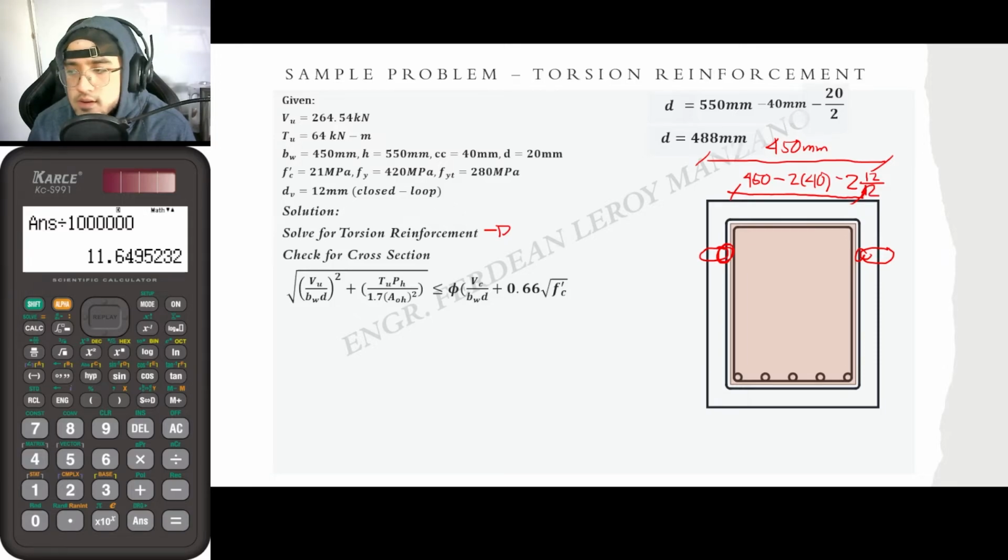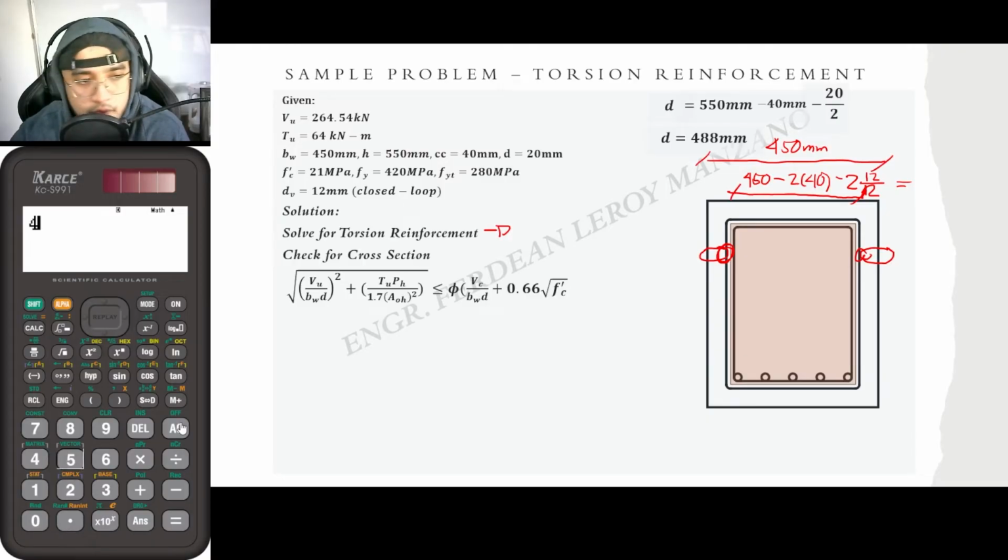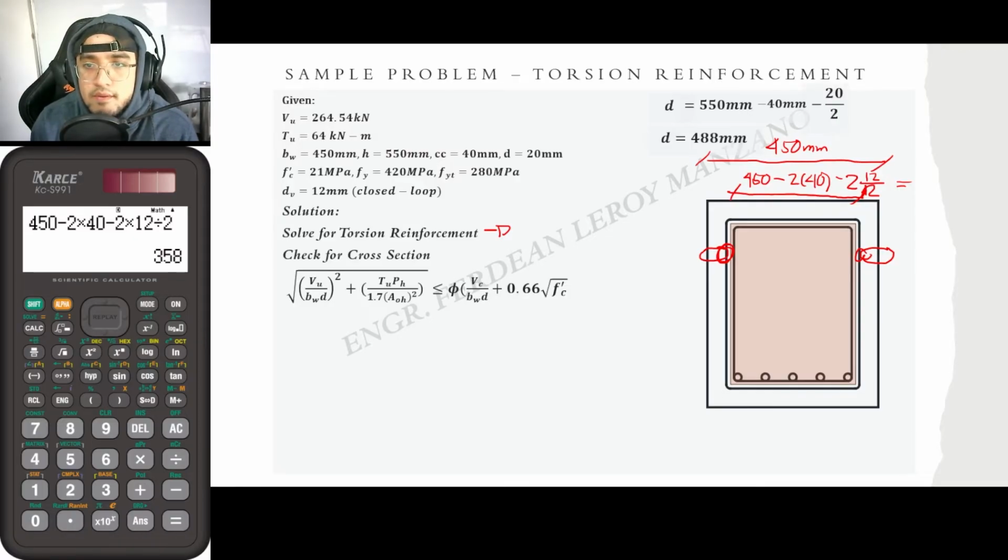Looking at the calculator, the dimension there would be 450 minus 2 times 40 minus 2 times 12 divided by 2. So our answer here is 358 mm. So that is for this dimension. But what about the vertical dimension?